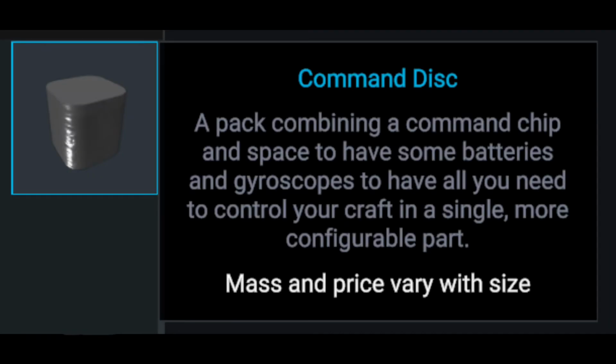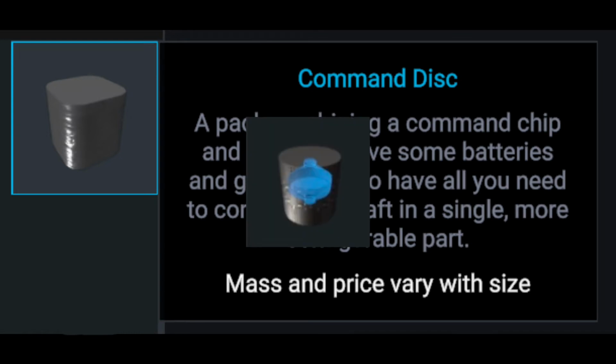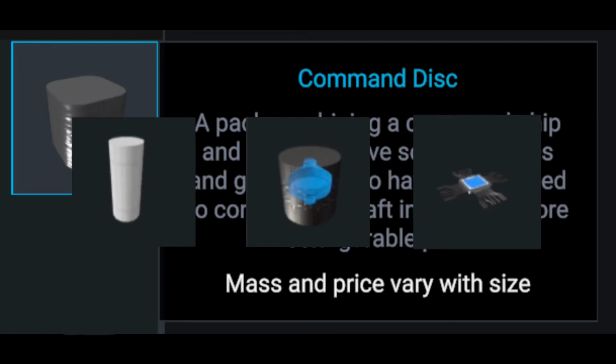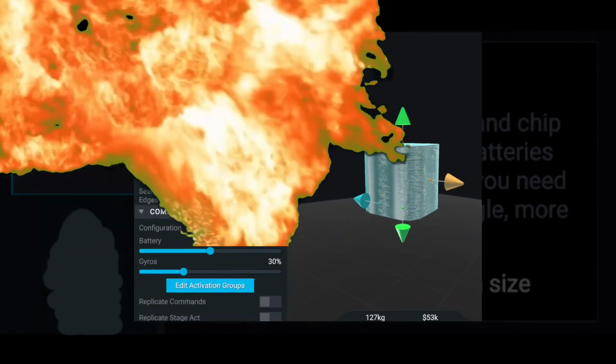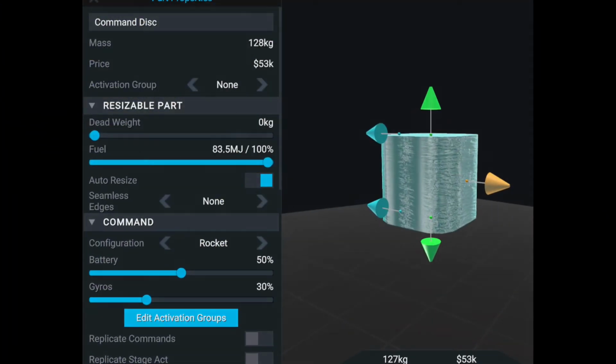Now I'm going to show you some of the brand new parts we're going to be getting in this update. To begin with, we have the command disc. The command disc is essentially a gyroscope, a battery, and a command ship. And now it's all in one part, so that's awesome.